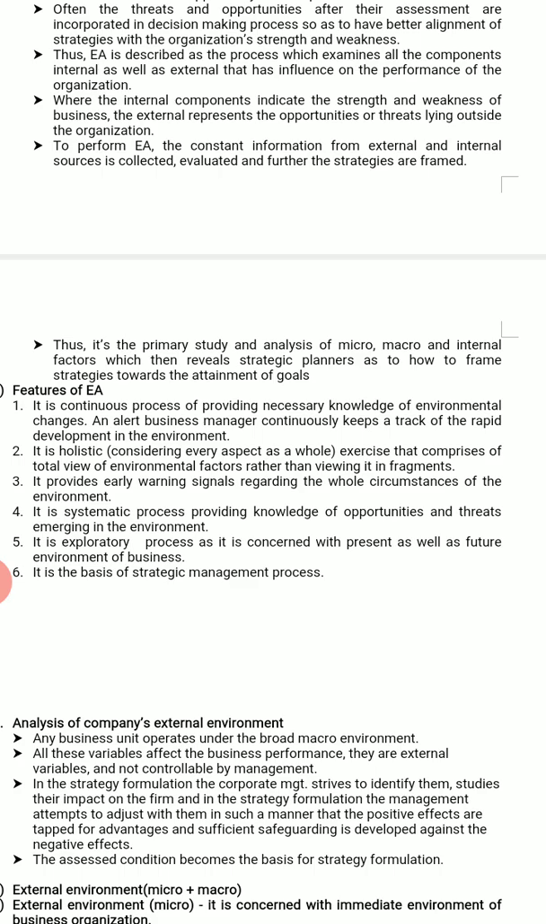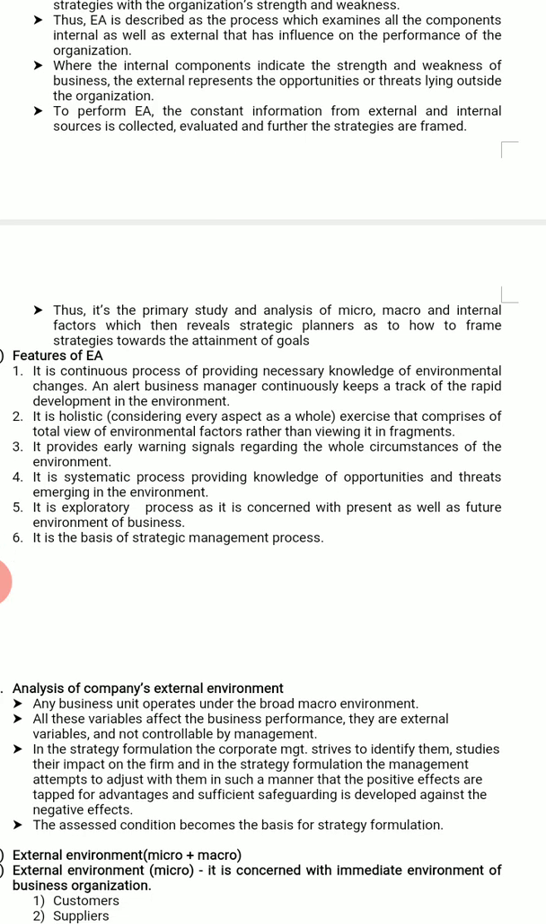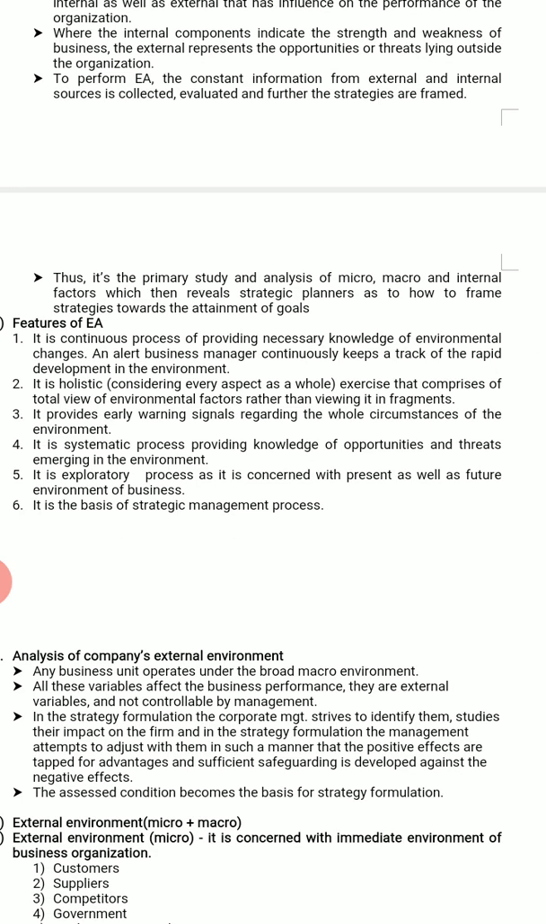well as external, that have influence on the performance of the organization. Where the internal components indicate the strengths and weaknesses of the business, the external provides the opportunities and threats that are lying outside the business. To perform environmental analysis, the constant information from external and internal sources is collected, evaluated, and further the strategies are framed. The two points that we have studied right now are very, very crucial to understand the meaning of environmental analysis.